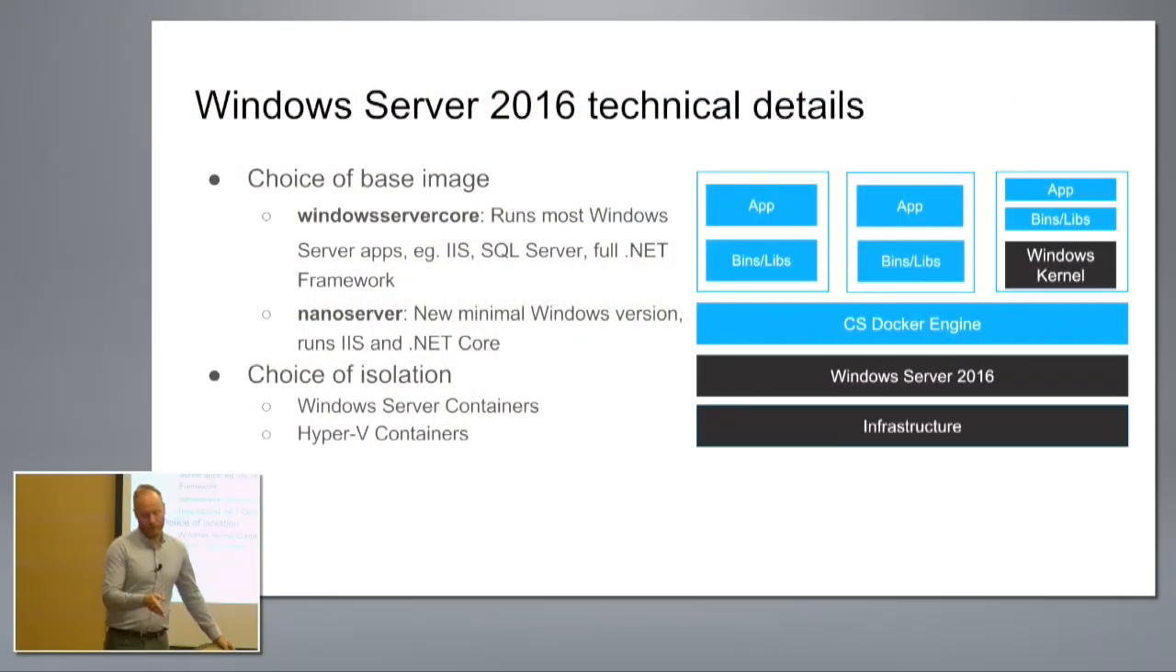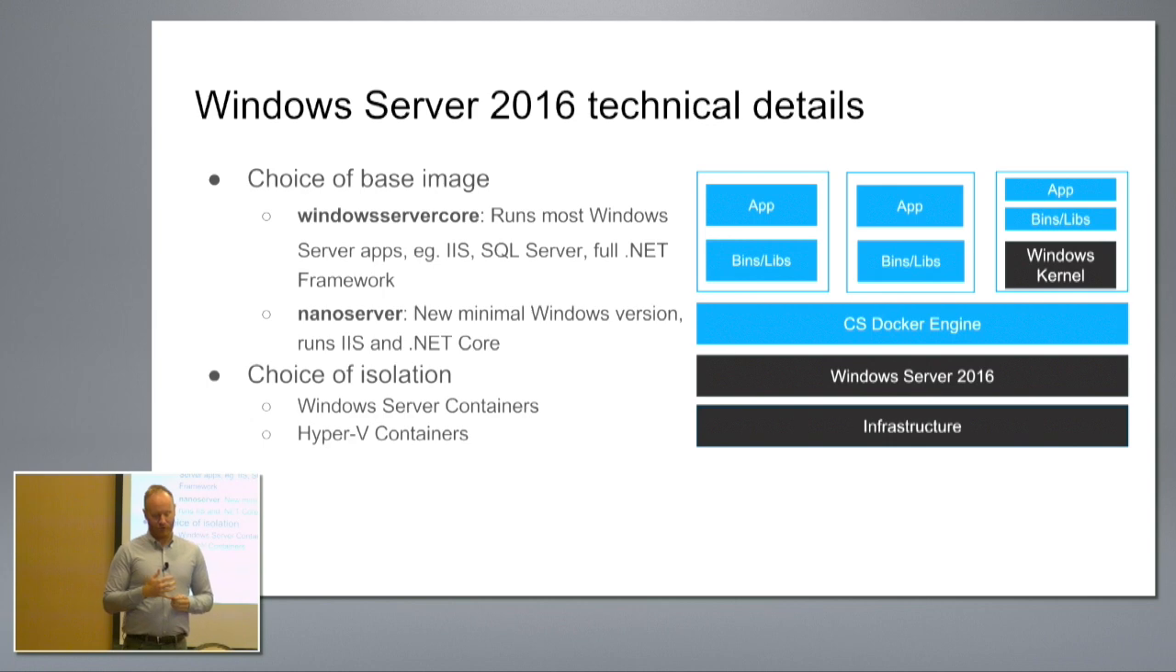I'll demo this, but for some of the technical details for Windows Server, the base images work a little bit differently than on Linux. If you use Docker on Linux, you can start from scratch, which is an empty file system, or you can start from Debian or Alpine or Ubuntu or some other base image. When you're building Windows containers, you can start from one of two base images. One is Windows Server Core, which represents pretty much a full Windows userland. It's a little bit large, but it also means that you can run any kind of legacy app, including IIS, SQL Server, or the full .NET framework.